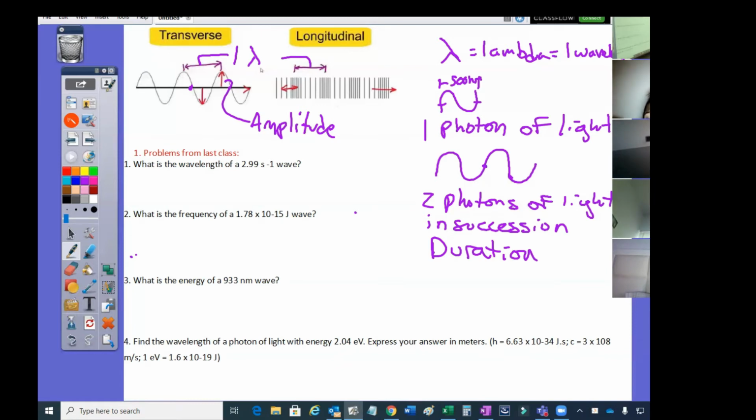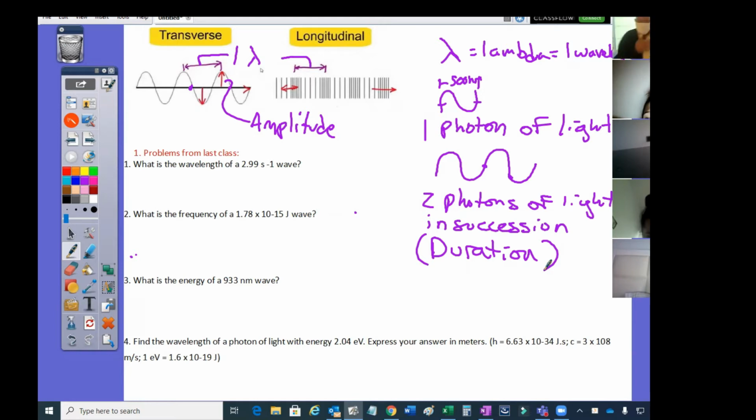That would be two photons of light in succession. And it's a duration, a time period that the light is on. It's crazy to say that's 1 second, but I'm just going to say it. If it's on for 1 second, this is like if it's on for 2 seconds. You get two successive photons.